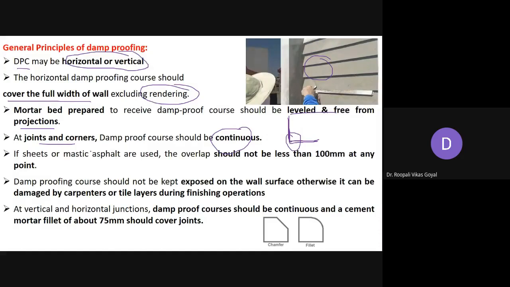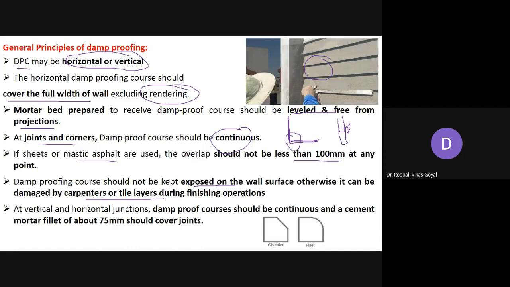Then if sheets of mastic asphalt are used, the overlap should not be less than 100 mm. Whenever we are using two sheets, the overlapping is very important. So a minimum of 100 mm overlapping is to be provided whenever we are laying sheets as a DPC layer. Then this damp proof course should not be kept exposed on the wall surface. If you leave it exposed, it will be damaged by carpenters or tile layers during the finishing operation. So it should be kept covered.